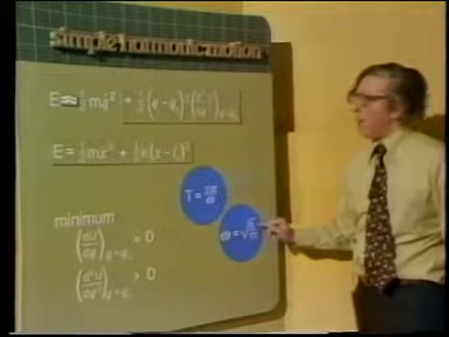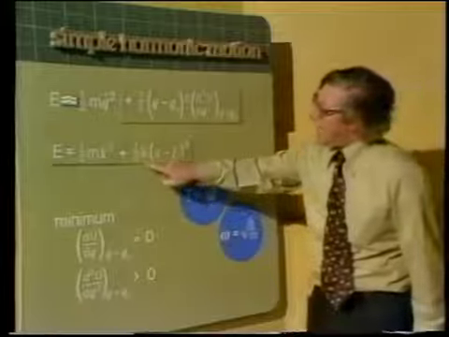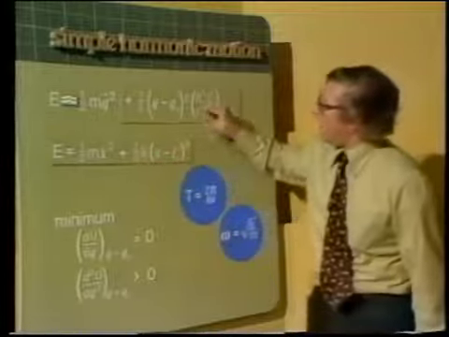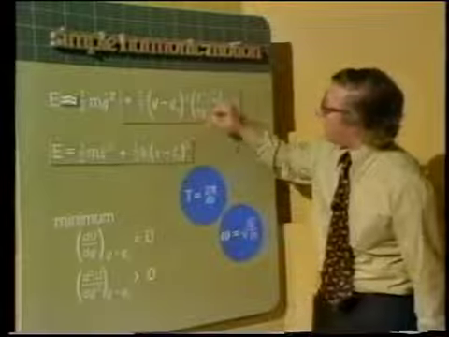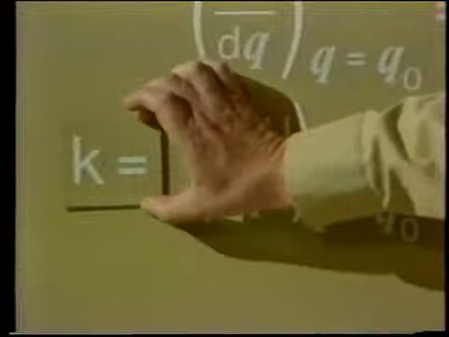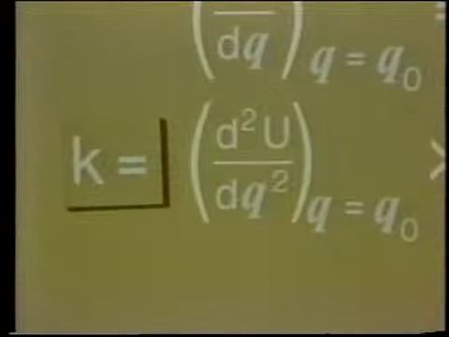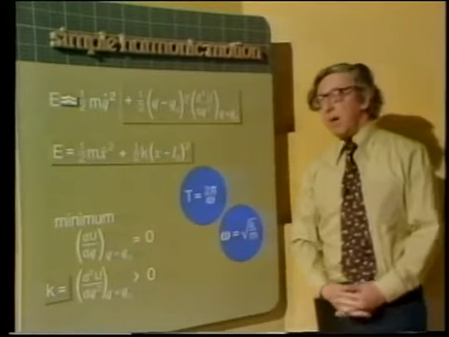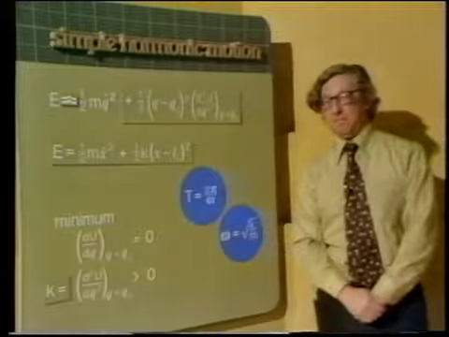And what is k? Well, if we compare expressions again, k is just the coefficient of this term. So in our case, it's just got to be the coefficient of this, which is the second derivative. So in fact, we have this equality, and that gives us a very general expression for the period of this simple harmonic motion near a minimum of the potential energy function.